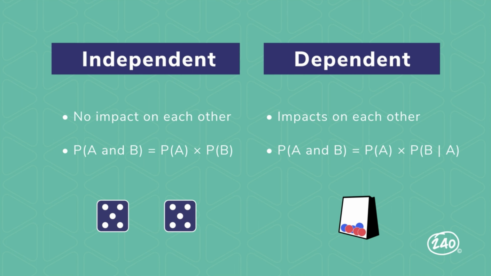Independent events do not impact each other, like rolling a die twice. No matter what the first roll is, the second roll still has the same probability. Dependent events do impact each other, like drawing two marbles from a bag. When the marble is drawn and not returned to the bag, it changes the probability for the second draw. And that's it. We've talked through all of the categories you'll come up against in this exam.